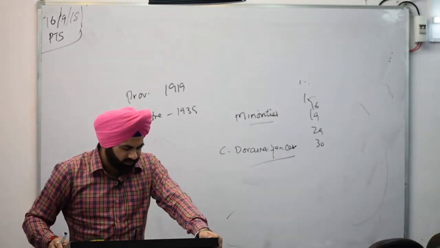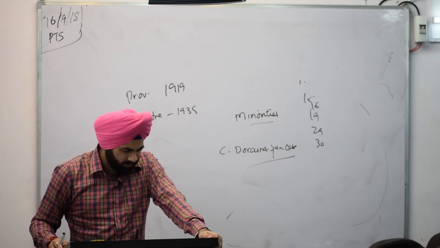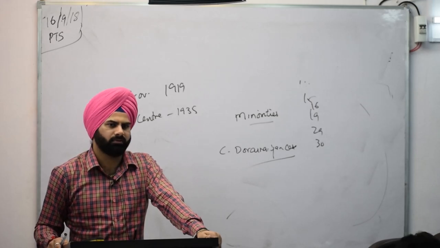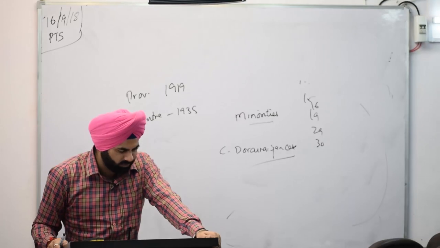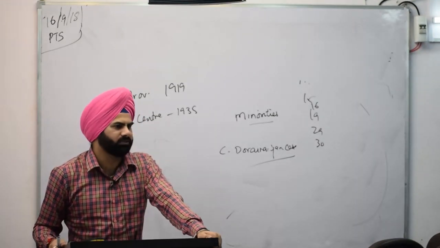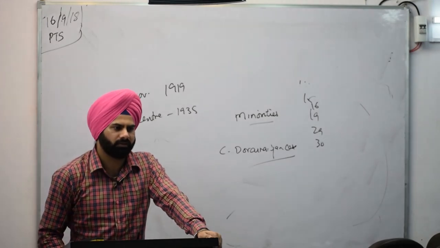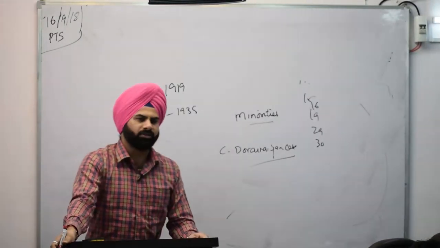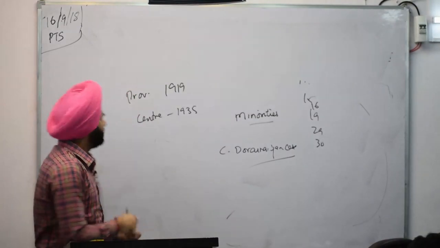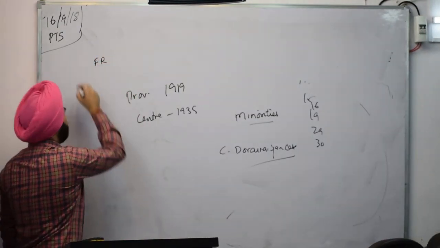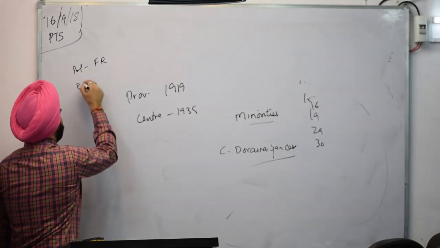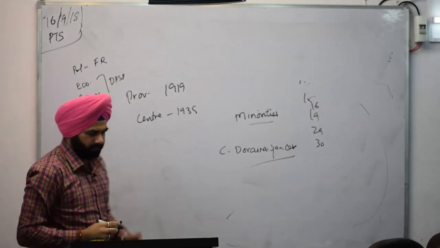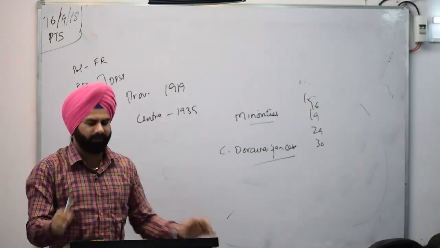Question number 7. Which of the following statements are correct? First, the directive principles are meant to establish political democracy. No. The DPSP are meant to establish social and economic democracy. Which is right, which is wrong? What is the answer? The responsibility of establishing political democracy lies upon the fundamental rights. And the responsibility of establishing economic and social democracy is the responsibility of the directive principles of state policy. You have to know it in very clear, very simple terms.